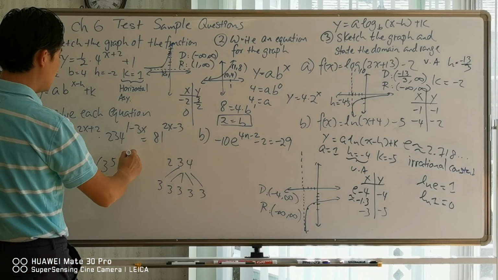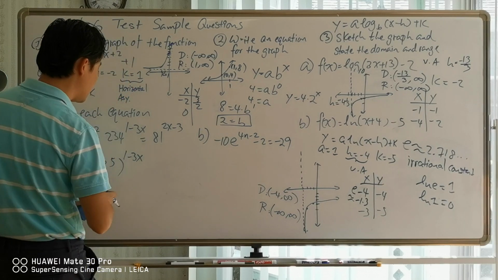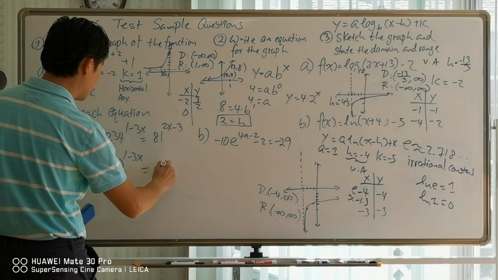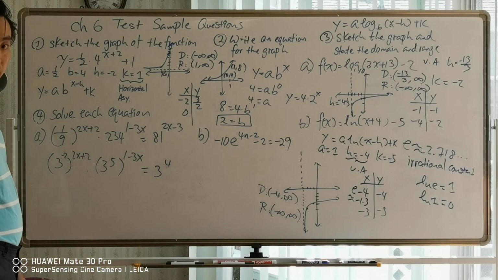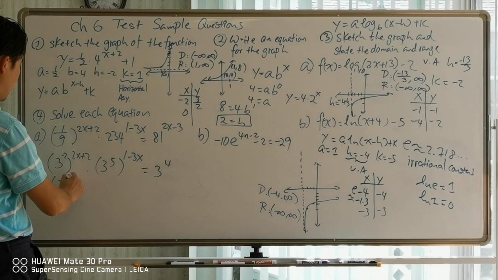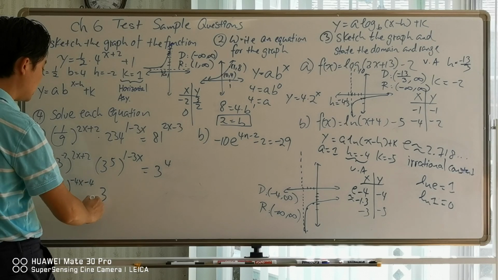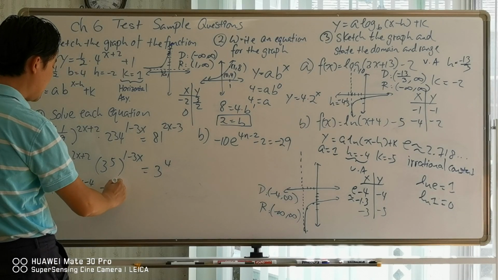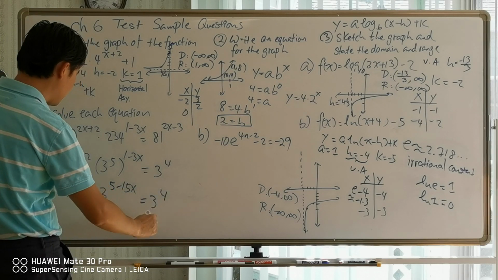To the power of 1 minus 3x. And then 81 is just written as 3 to the power of 4. So power to the power, that means we need to multiply those powers, the exponents. So 3 to the power of negative 4x minus 4. And then 3 to the power of 5 minus 15x. So that equals 3 to the power of 4.